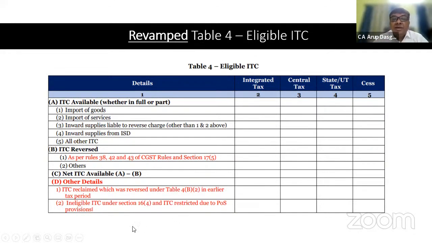So what will come in all other ITC? Whatever you have shown in 2B, the entire thing has to come in all other ITC. That is the first part. Okay? If in your 2B, suppose, 200 rupees has come, then what do you have to show here? You have to show 200 rupees. Then you do the reconciliation. You carry out a proper reconciliation of that 200, which has come auto-populated from your 2B.